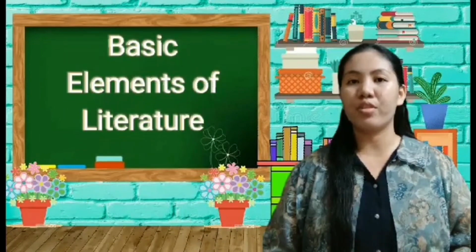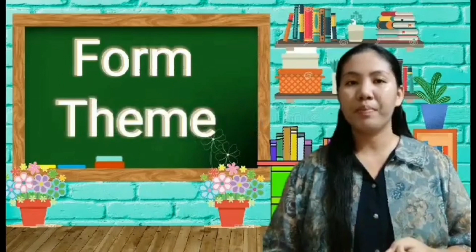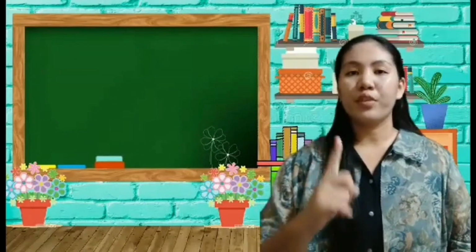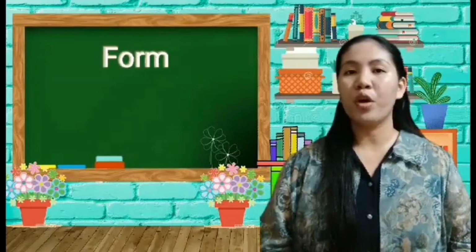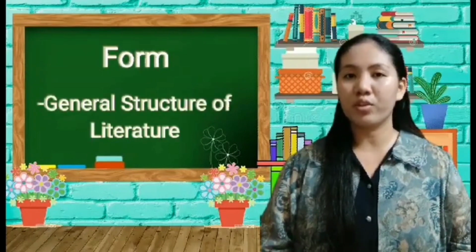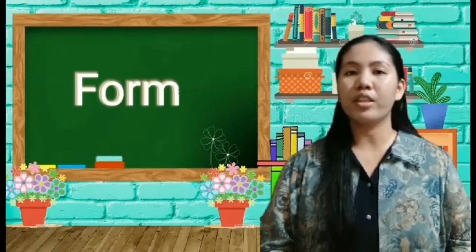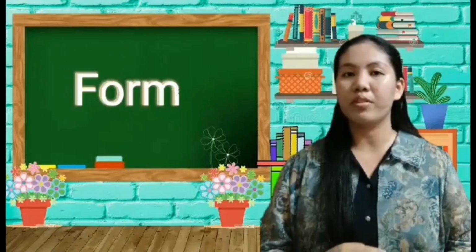I will be discussing the four basic elements of literature. So these are form, theme, characterization, and style. So the first element is the form. So form talks about the general structure of the literary piece. It is the first aspect of literature that attempts to connect with the reader.